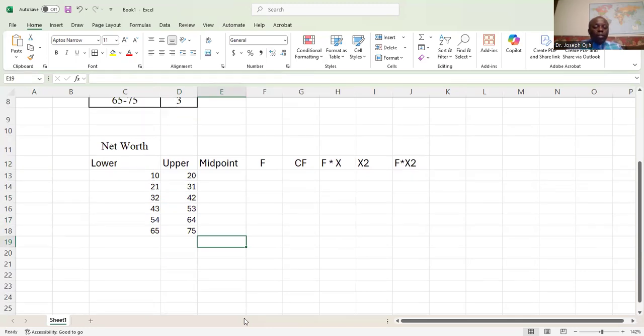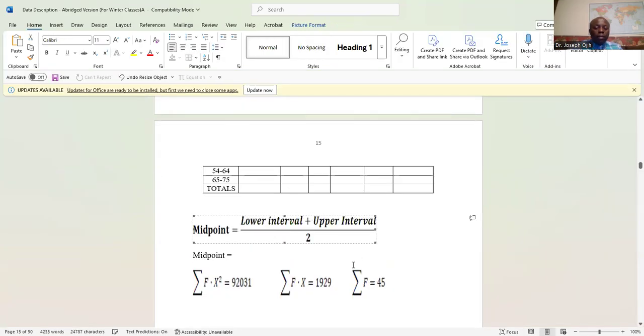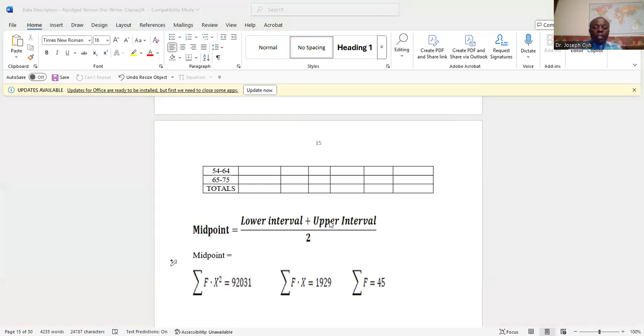Okay, the midpoint: lower interval plus upper interval, divided by 2. That's how you get the midpoint. Lower interval plus upper interval divided by 2.